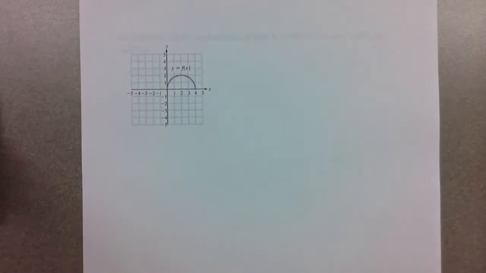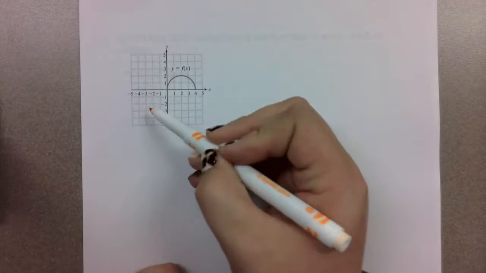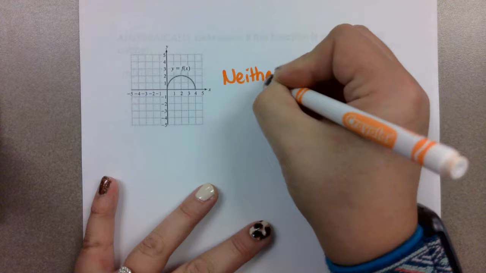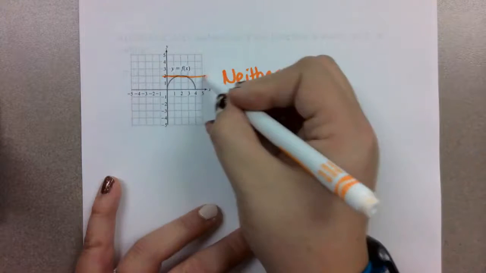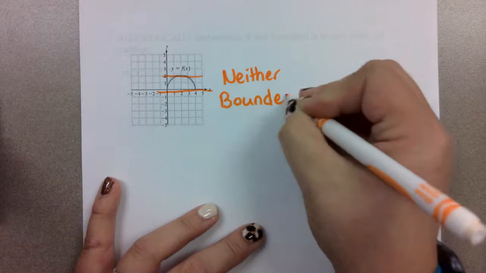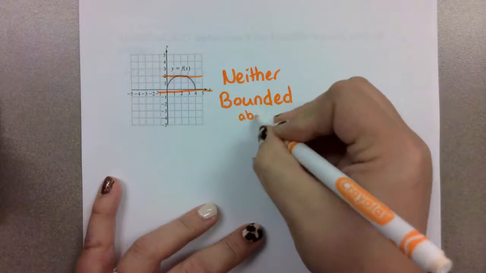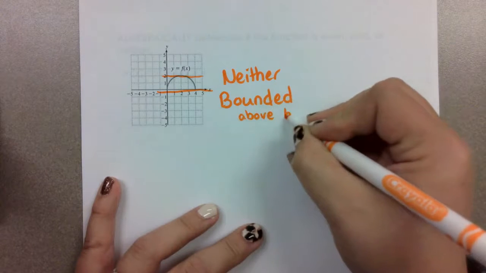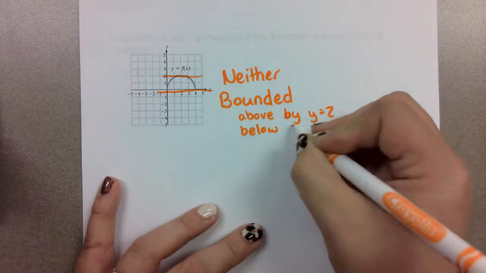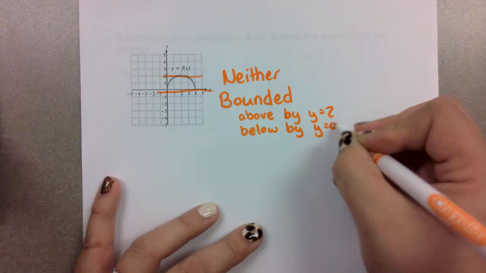For the next one, y equals f of x here, I notice I'm not reflected over the y-axis or the origin, so this is neither even nor odd. This one is bounded on the top and the bottom, so we say it is bounded. And I like to write down it's bounded above by y equals 2 and below by y equals 0.